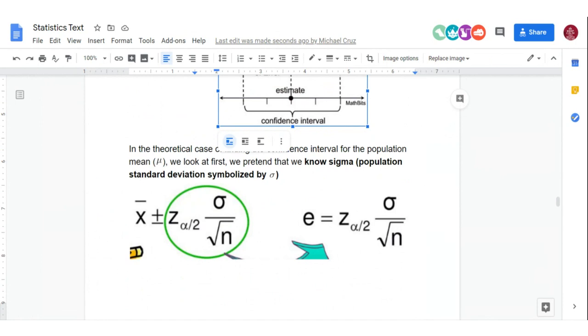And we need to do that just because when we're pulling out a sample, it changes things based upon the sample size. That's why you're dividing by the square root of the sample size. And that z of alpha over 2 is simply the critical value for whatever confidence level we want.